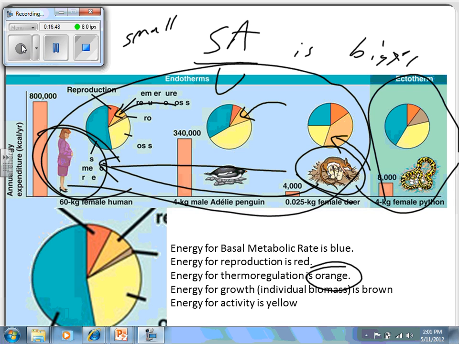Key thing though, small things have a larger surface area to volume ratio than do big things, which means they have per cell more places to lose heat. And therefore, to maintain body temperature, their metabolic rate per cell has to be higher than bigger organisms like humans and whales and elephants and things.